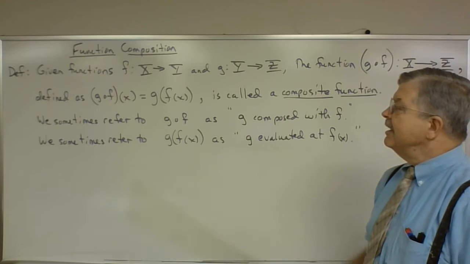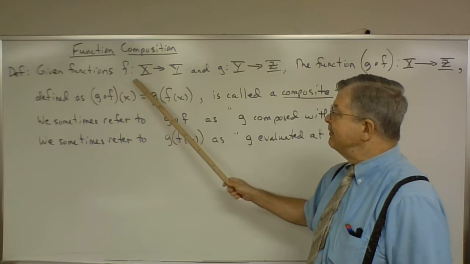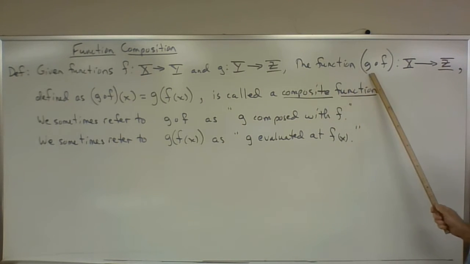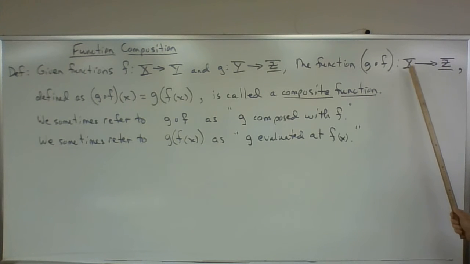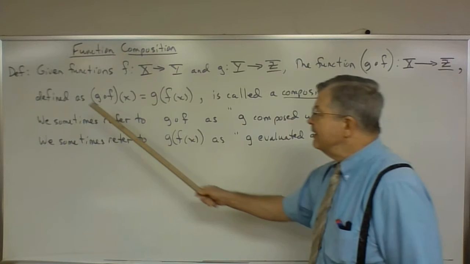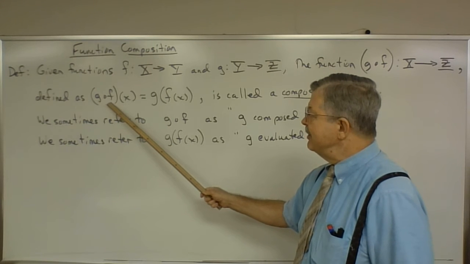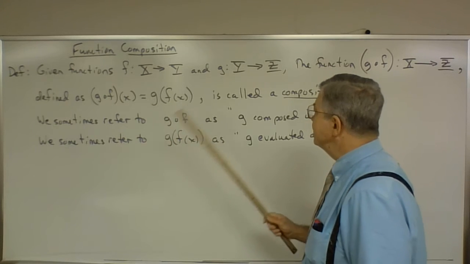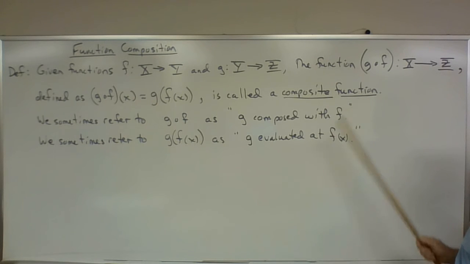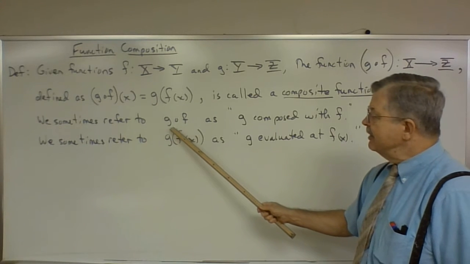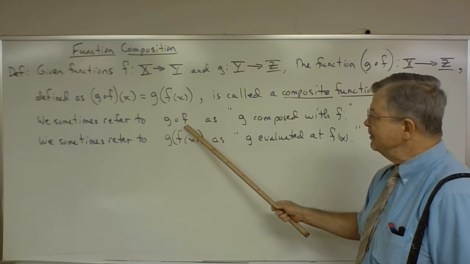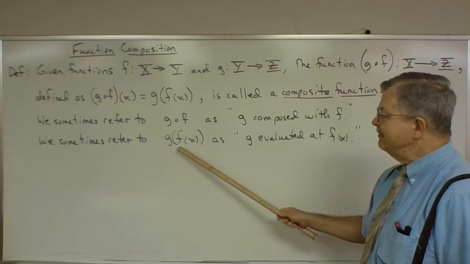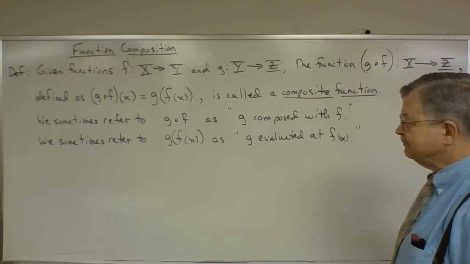So, given a function f from X to Y and a function g from Y to Z, the function g composed with f from X to Z, defined as g composed with f evaluated at x equals g evaluated at f of x, is called a composite function. And we refer to this as g composed with f. We sometimes refer to this as g evaluated at f of x.